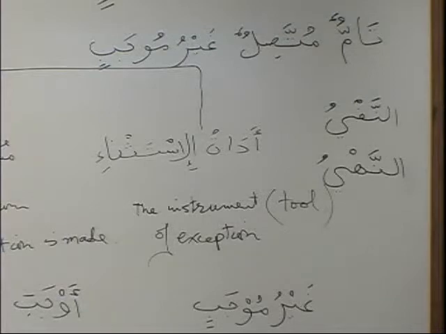Now, brothers and sisters, where is the mustasna? Al-judud. Where is the mustasna minhu? Ahdun. Are they of the same kind? Yes, they are of the same kind. So what will you call this? Tamun, muttasilun, and ghairu mujibin. Okay.